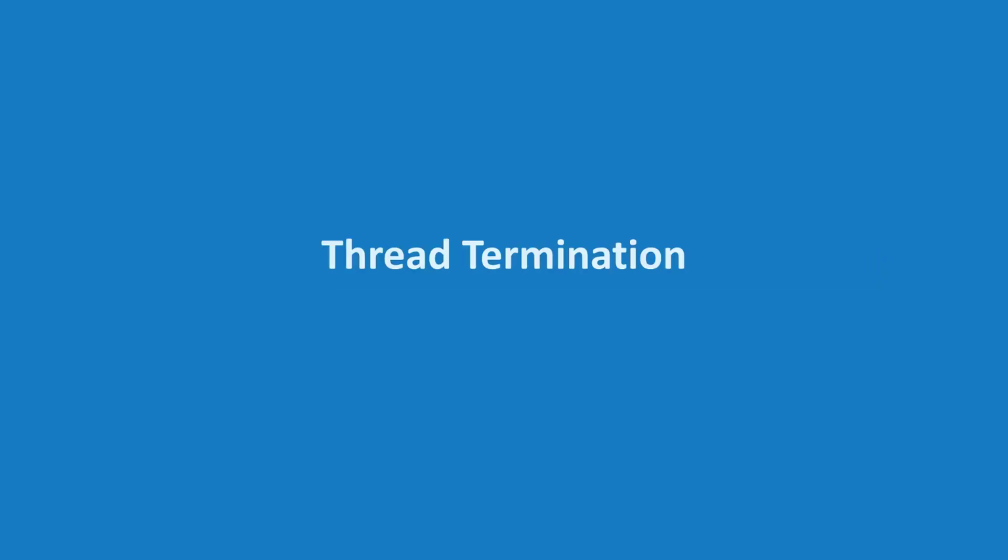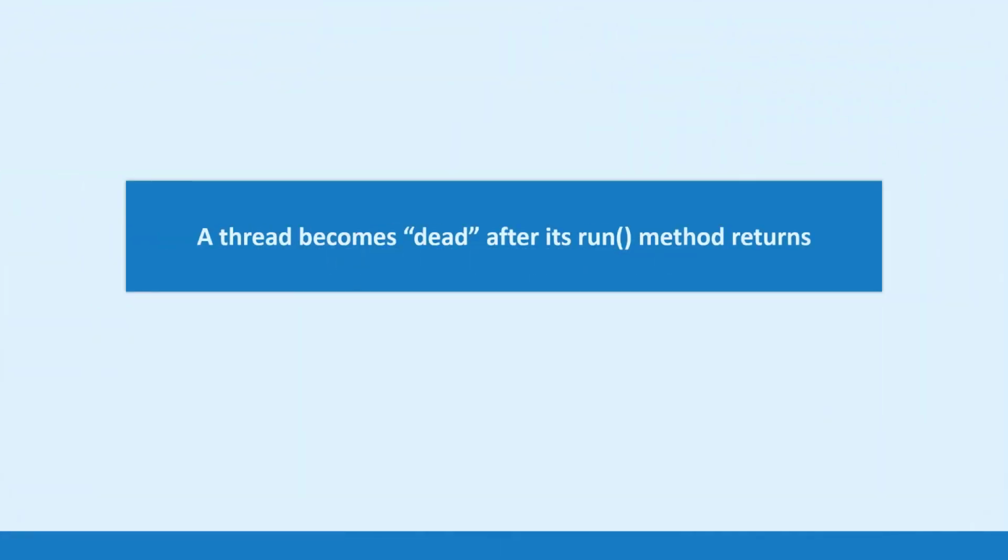We concluded the previous lecture with the statement that all threads in your application must terminate in a timely manner. And now it's actually time to understand how you do that. How do you terminate your threads? To remind you, a thread becomes dead after its run method returns. In other words, to terminate a thread, you need to cause its run method to return.